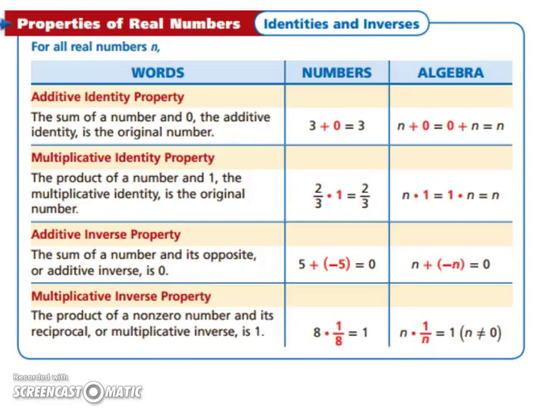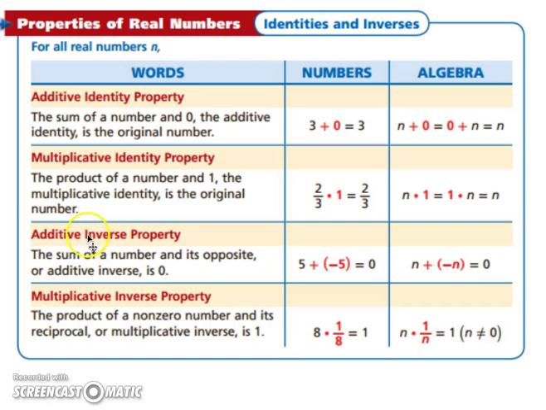The multiplicative identity property: the product of a number and 1 is the original number. So notice, for identity, your answer is your original number. To do that with multiplication, you use 1. To do that with addition, you use 0. So 2/3 times 1 is still 2/3.